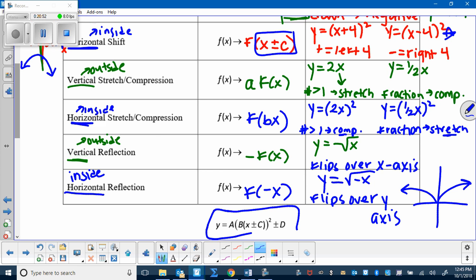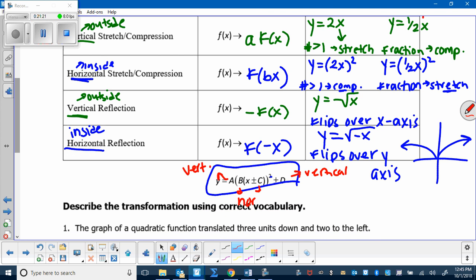So this is the basic formula with all the transformations for a quadratic because it has a square. So on the outside, remember, anything outside has to be vertical. So I know this A is vertical and this D is vertical. A is a vertical stretch or compression. D is a vertical shift up and down. Okay, B and C are inside, so they both have to be some kind of horizontal thing. So B is a horizontal stretch or compression. C is a shift left or right because it's plus or minus.